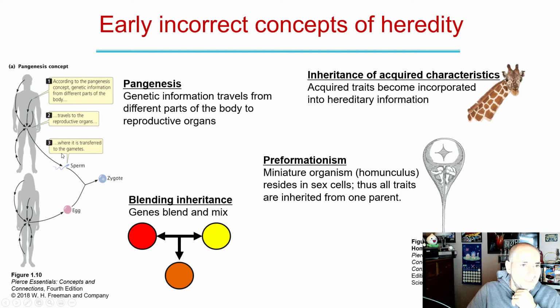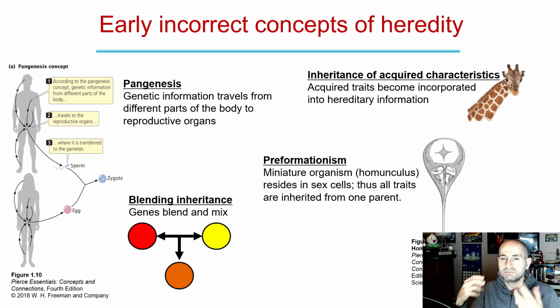Inheritance of acquired characteristics was another misconception, the idea that acquired traits become incorporated into hereditary information. Think about the giraffe. The giraffe stretches and stretches its neck to get to the leaves. Then it would be able to pass on that trait it acquired during its lifespan, and the next generation would have an even longer neck. Theoretically, if this was true, I could exercise a bunch and get big muscles, and then my offspring would be born with naturally bigger muscles, right? We all know that's not the case.